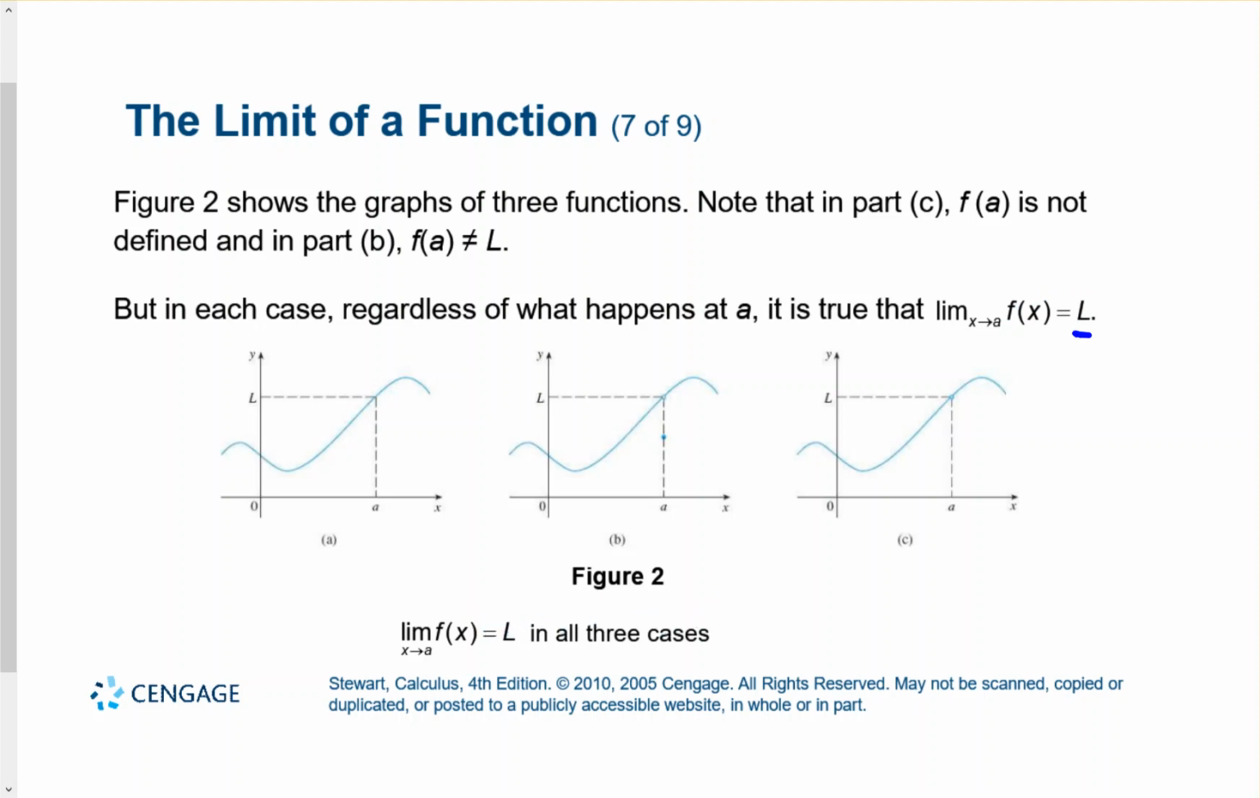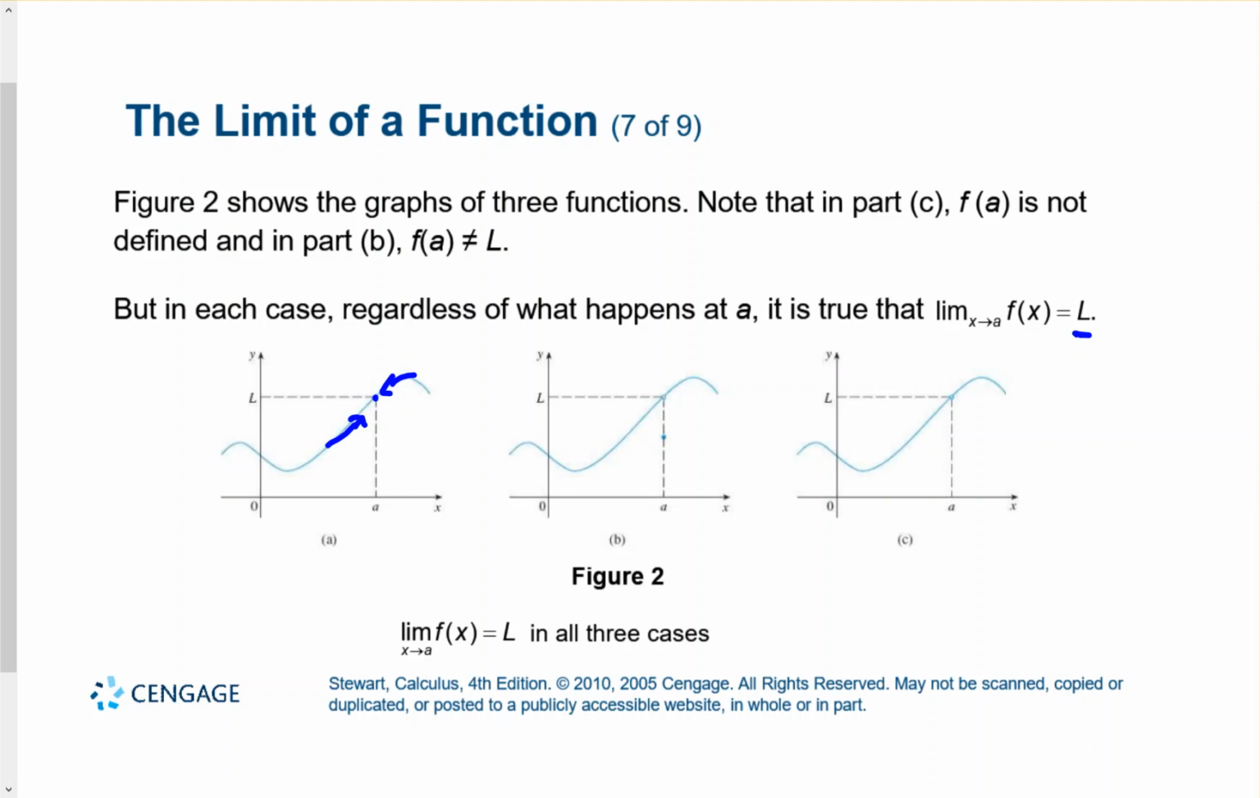Here it appears it's a regular polynomial graph, like the one we had in our first example. As x approaches a, the function is approaching L, right? No big surprise there. Let's take a look at B.